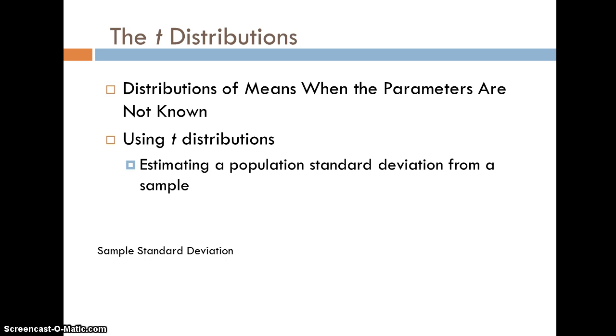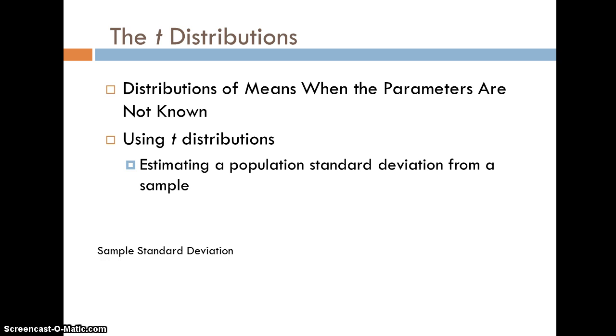And we use t-distributions when we know the population mean, but we don't know the population standard deviation. So for the distribution of means, we don't know what the population parameters are, other than the mean. What the t-distribution does is it allows us to estimate a population standard deviation from a sample.